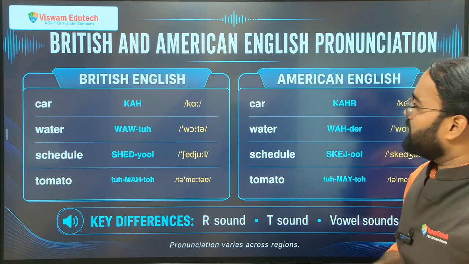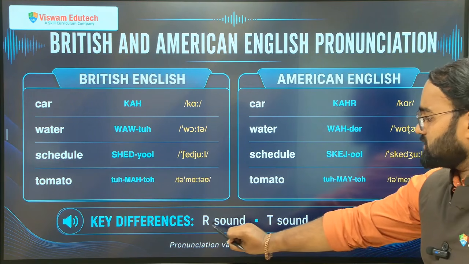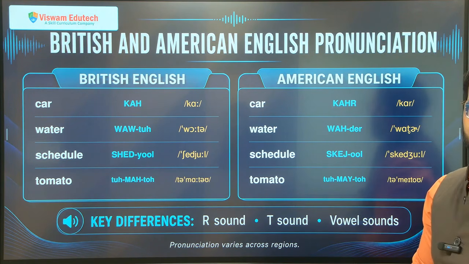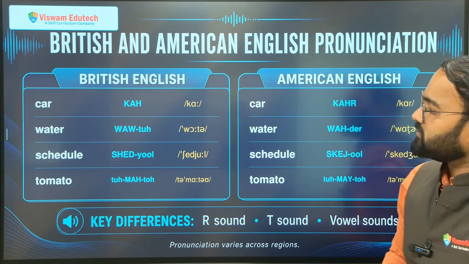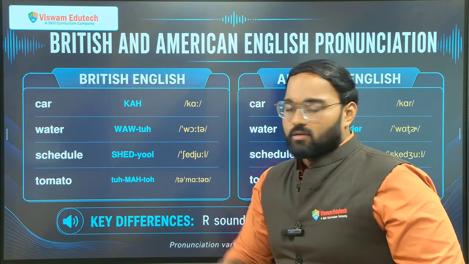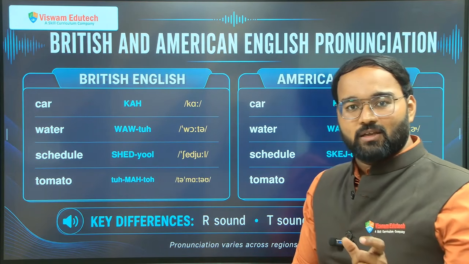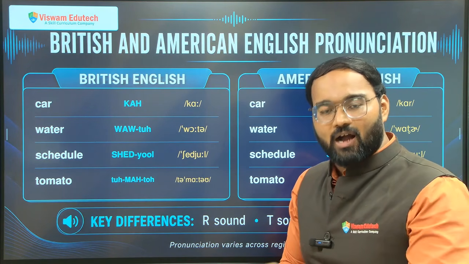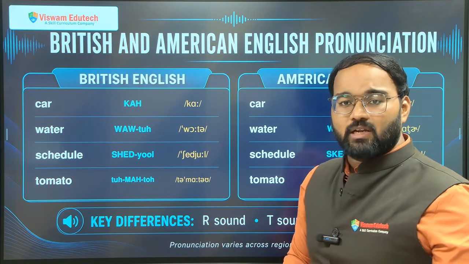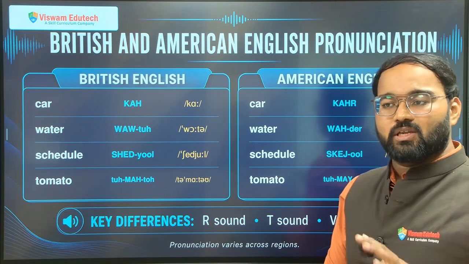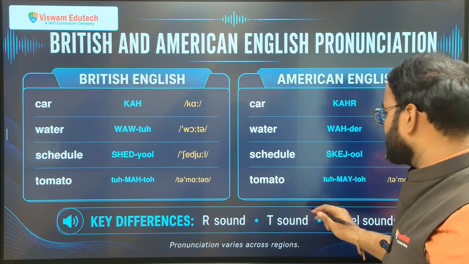So here, if you observe the major differences, mainly we have differences for R and T sounds. So here are a few examples. In British, CAR is pronounced as car. Give me my car keys. In British English, they don't pronounce R. Mostly they roll it. In British English, we have a rule.